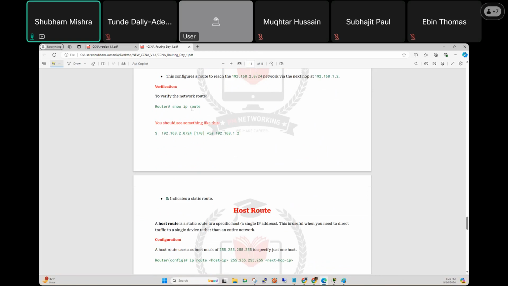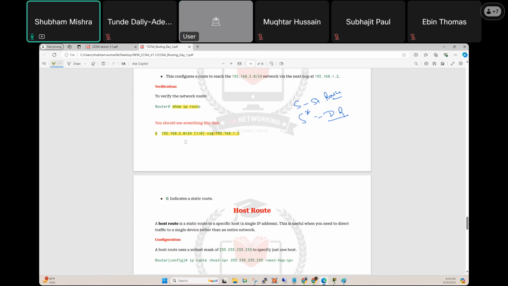And when you write the command show ip route, in the routing table you will get information like this. And here you are getting S. S means static route. I told you, na, there are two things, guys. Either you will get S or you will get S star. S star means that is default route, and that is static route. Clear, everyone?